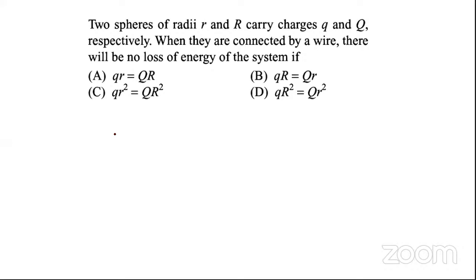See, there will be no loss of energy. That means no flow will take place, and no flow takes place when both of them are at the same potential. So we'll just equate their potentials. That is, Q upon 4 pi epsilon naught into R equals Q upon 4 pi epsilon naught capital R. That's it, guys. That was the question.